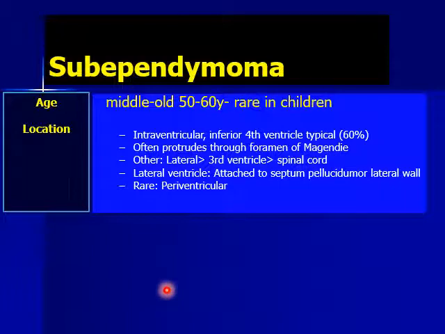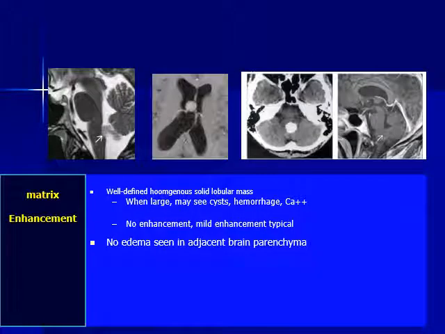Another tumor that originates intraventricularly is called subependymoma, and this is a rare, very nice, benign tumor that has certain criteria that can help you. Usually we see it in middle to old age, not in children, okay, 50s to 60s. Intraventricular, usually it likes the fourth ventricle. It often protrudes through the foramina. It may arise from the lateral ventricle, being attached to the septum pellucidum. The clue is that it is a well-defined lesion, hyperintense in T2, hypointense in T1, and usually no enhancement or just mild enhancement, okay, usually.